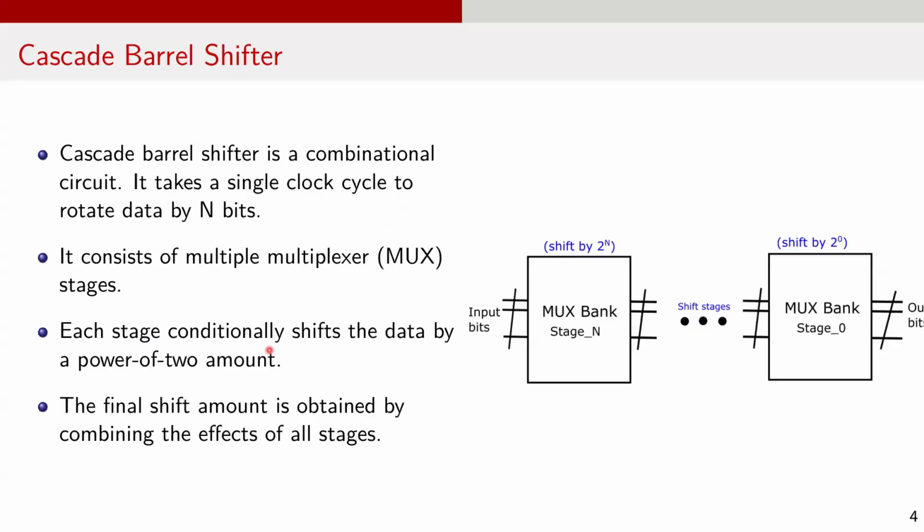modern microprocessors. A barrel shifter circuit relies on a cascading chain of multiplexer stages. Each stage in the cascade conditionally shifts the data by a power of 2 amount, for example, 1 bit, 2 bit, 4 bit, and so on. And the final shift is determined by combining the control signals across the stages.